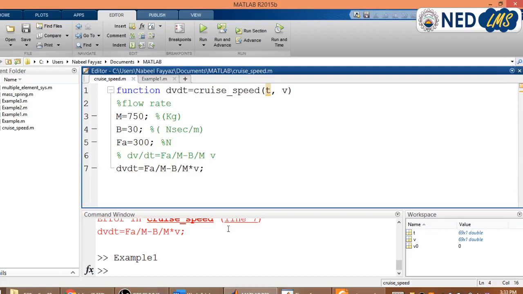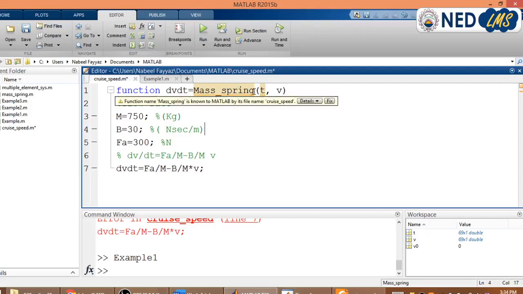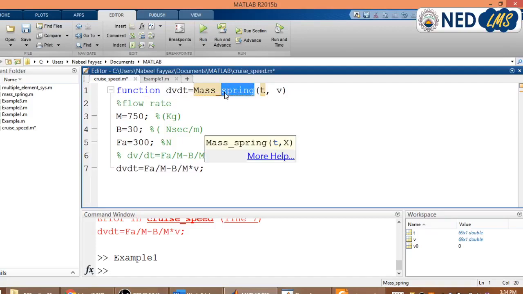You can write this as dvdt equals mass underscore spring. You can select any name here. For mass spring only, you can use this as a mass damper. We didn't have any spring here, we have only a mass and a damper. So you can name it anything you want.